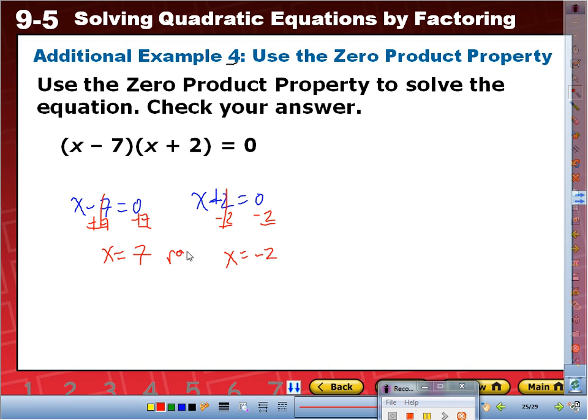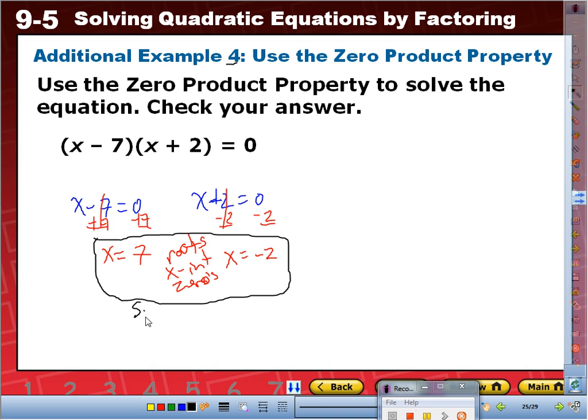These are the roots, x-intercepts, or zeros. So if they were just to ask you for the solution, what are your solutions? 7 and -2. Those are my solutions.